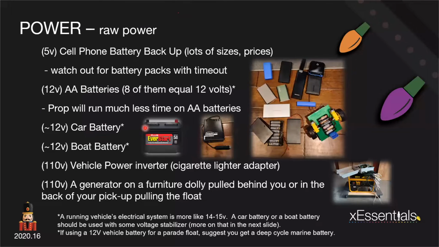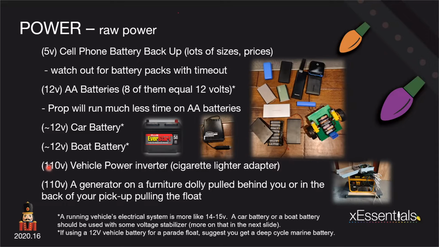Another way to do 12 volts is a car battery or a boat battery. A little caveat there: a running vehicle's electrical system is more like 14 or 15 volts. So a car battery or boat battery in the vehicle should be used with some kind of voltage stabilizer. I'll talk more about that in the next slide. If you're going to use a 12 volt vehicle battery by itself, not attached to or part of a running mechanical electrical system, then I highly suggest that you get a deep cycle marine battery. They're actually designed for holding a charge and releasing a charge much better than a regular car battery is.